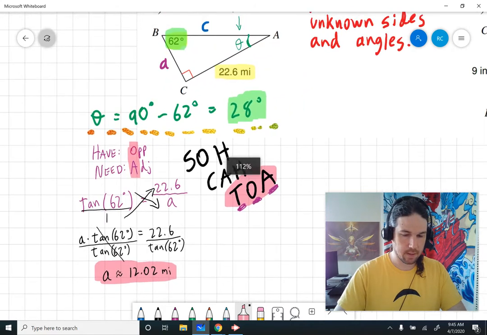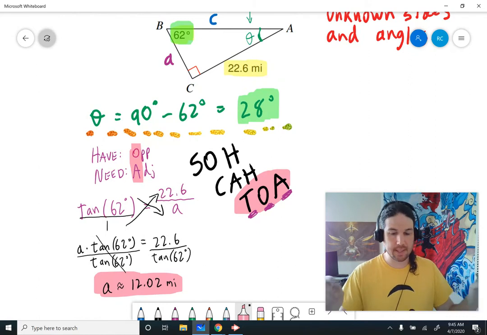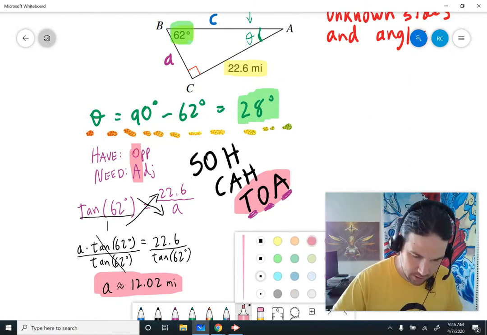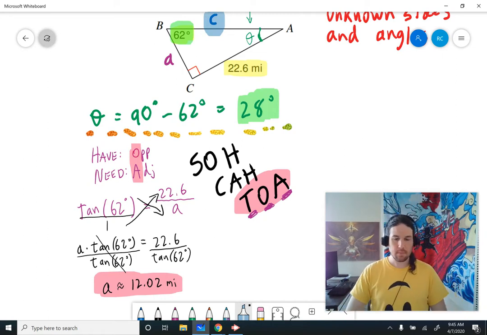So I'm gonna leave this here for a moment. Now it's time to solve for that last side C. I can think of at least 4 different ways to do it. Take a moment. Now that we know what theta and we know what A are, think, how can you find that last side of a right triangle?